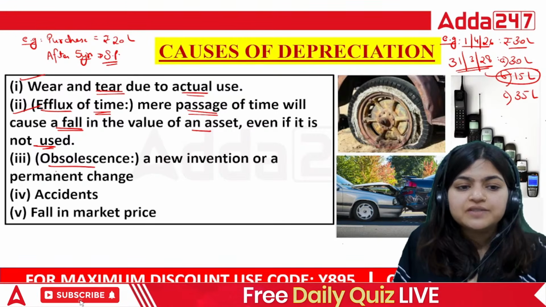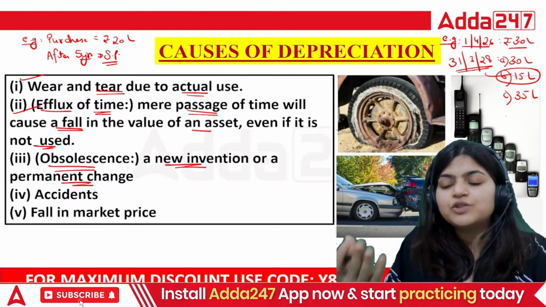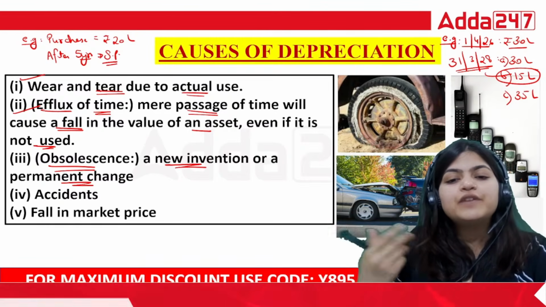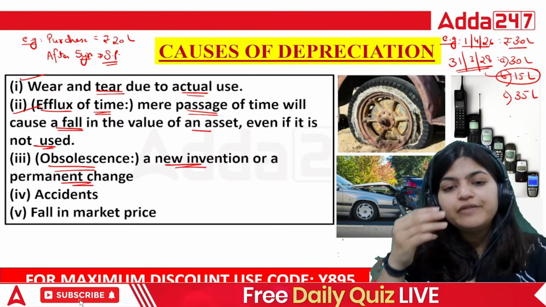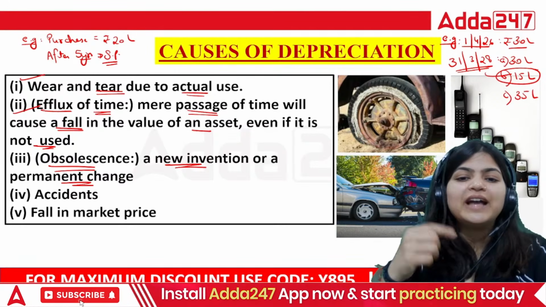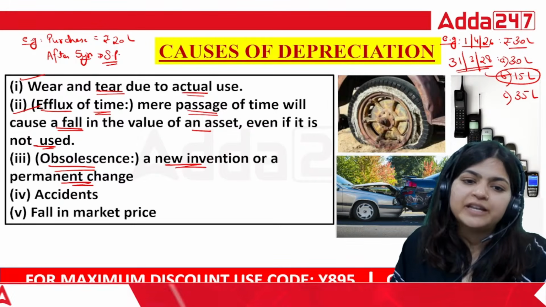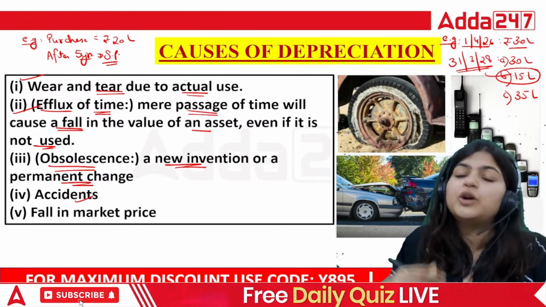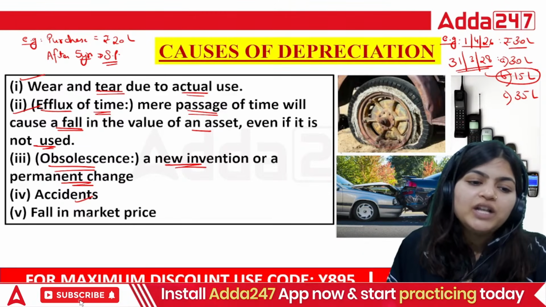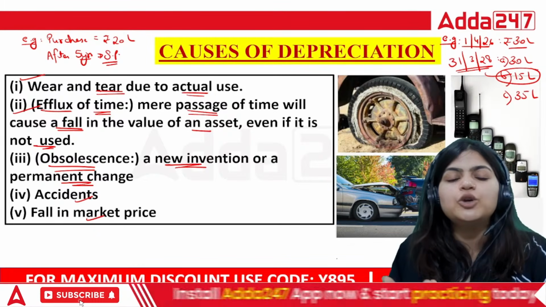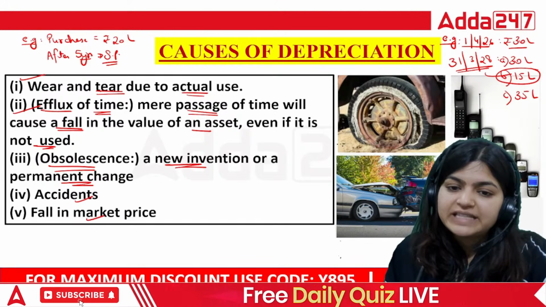Next is obsolescence. Here, new invention or permanent change. Every year, as you can see, iPhones. Yes, every year one new iPhone is coming. Correct. So whatever old iPhones you are seeing, their value is decreasing over time. Why? Because of old technology, permanent change in the market. Then accidents, of course, because of an accident also the value will decrease. Then fall in market price. In the market, only that value has been reduced. So these are a few causes of depreciation.